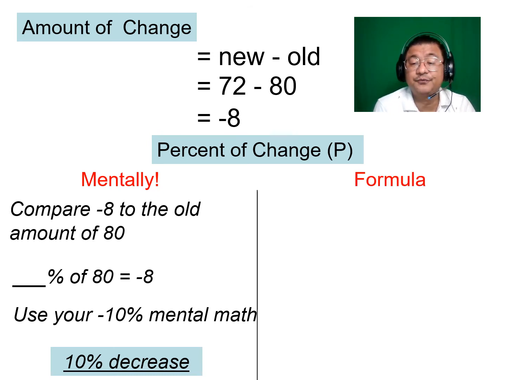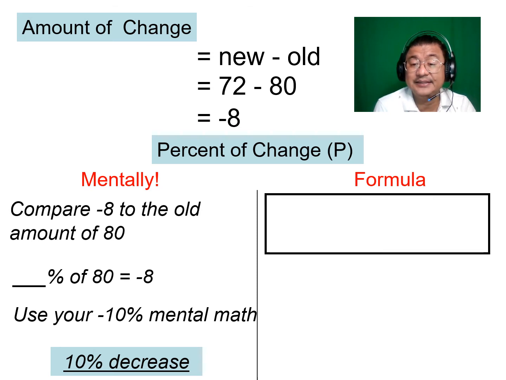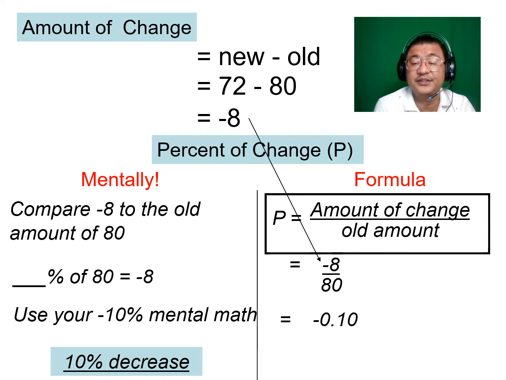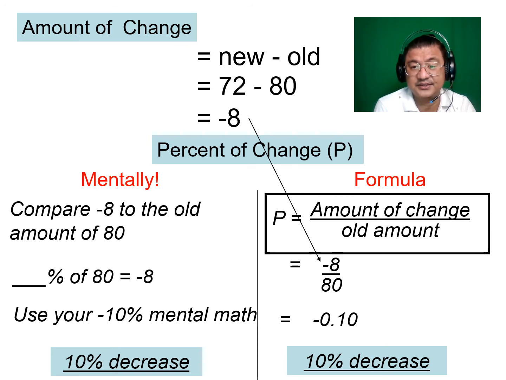Next, you could use the formula. After knowing that 8, what will you do with 8? Divide it by the original. What is the original? The old one. So that's the amount of change, which we already know, which is what? 8 or negative 8 divided by the old amount, which was 80. And if you get your calculator, you will get 0.10. Negative 0.10 to the right becomes 10%. Or you could just say 10% decrease. Okay?